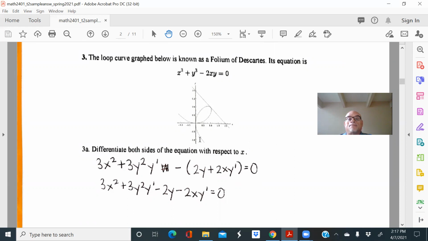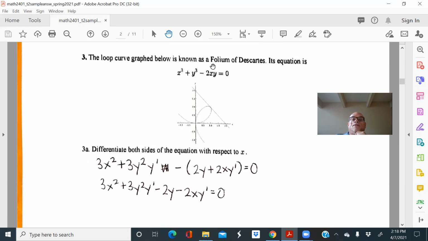This is called the Folium of Descartes. It was Descartes, the French mathematician, who apparently studied this sort of curve first. Descartes predates calculus, he lived before calculus was invented. So when Descartes studied this curve, he did it without using tools from calculus.